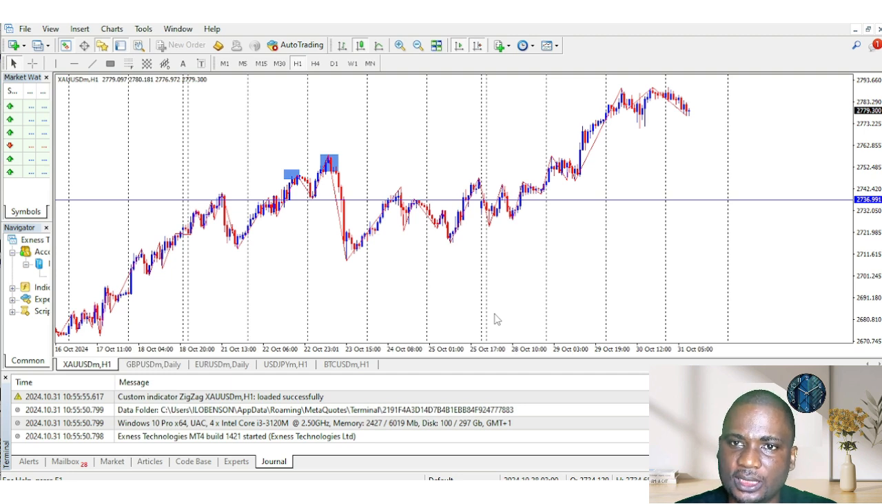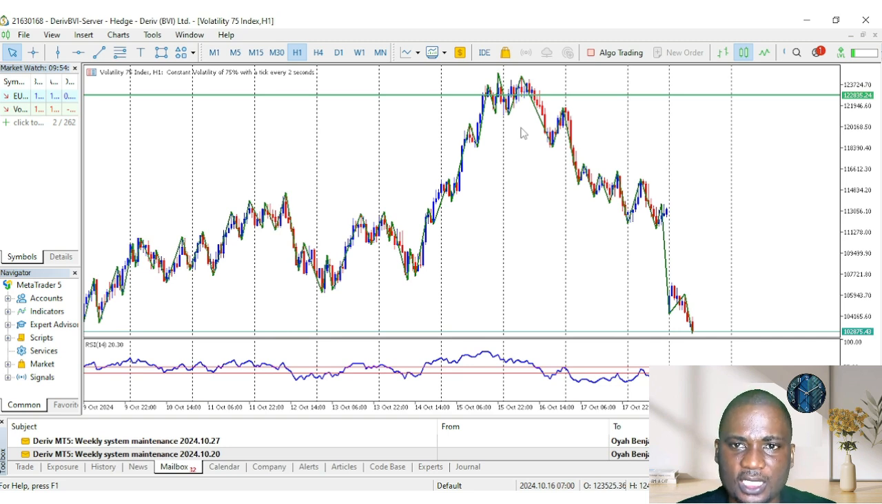Now let's go back to synthetic and see if this strategy works fine on synthetic. This is volatility 75. I like trading volatility 75 because it has lower volatility. Now let's see if the pattern plays out perfectly on synthetic indices.